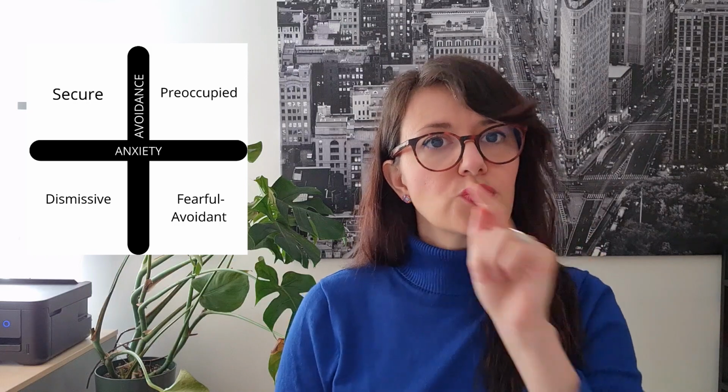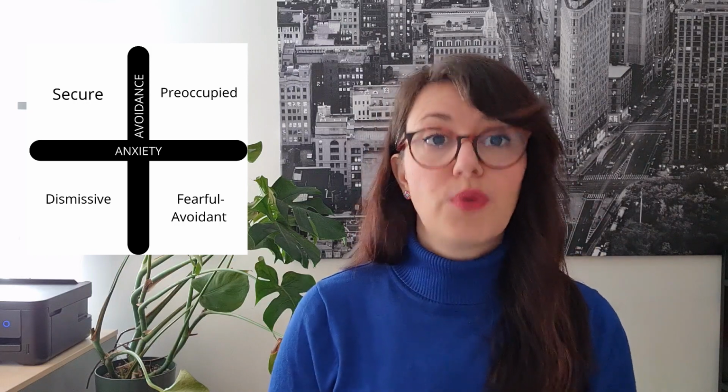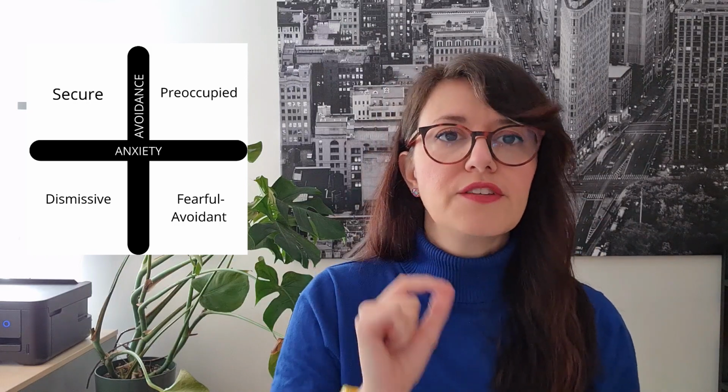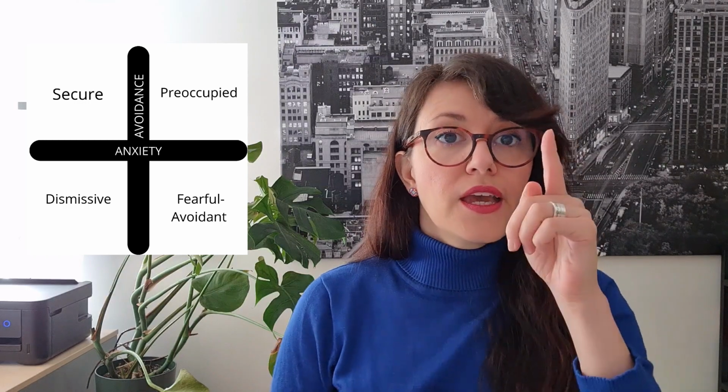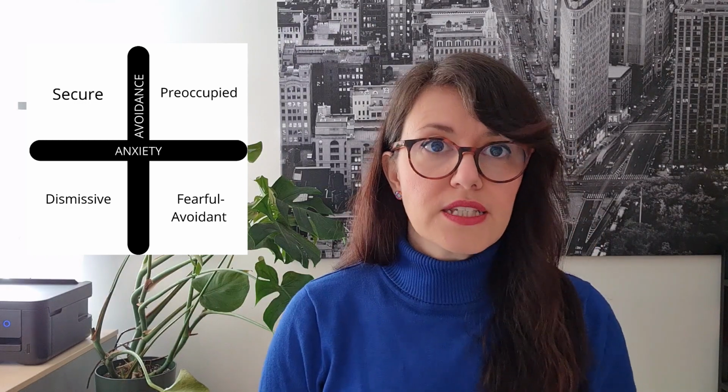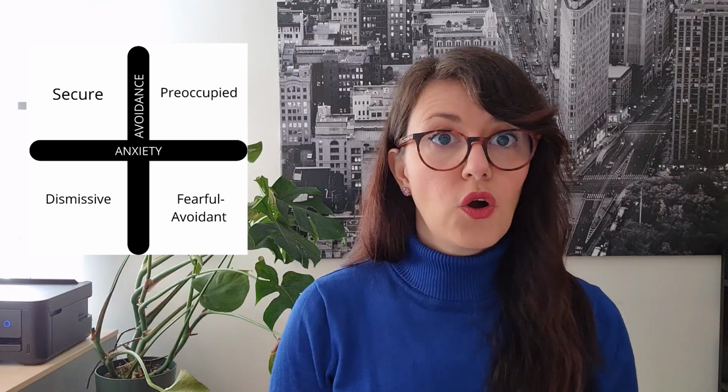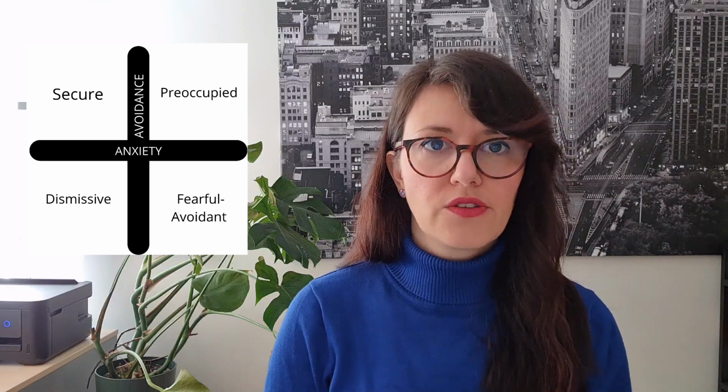Let's talk about them. In order for me to help you understand them, I am going to use a cross. This cross will create 4 different boxes. Each one of them is a different attachment style. Each of these 2 axes is a different way that we cope with perceived threats in our relationship. And I will explain what it is.